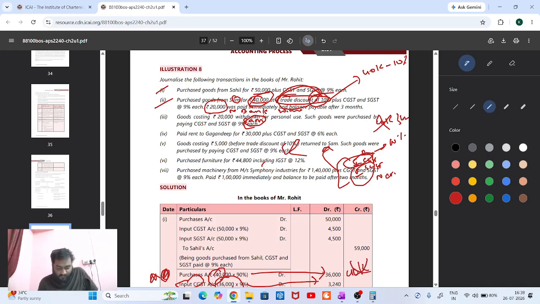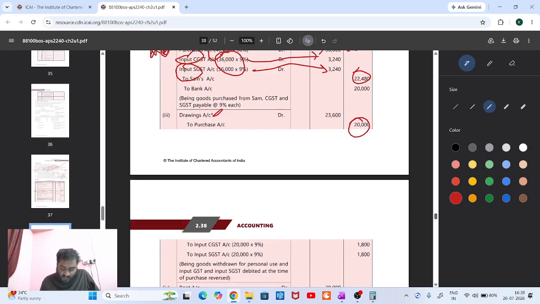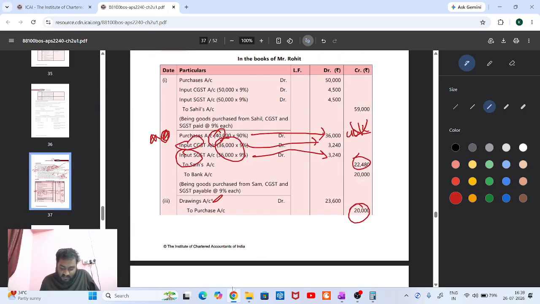Goods costing 20,000 withdrawn for personal use. Personal use withdrawal of purchases. What is the journal entry? Drawings to purchases, to input CGST, input SGST of around 9%. Drawings 20,000 rupees, 20,000 into 9%, 20,000 into 9%. This is the balance.